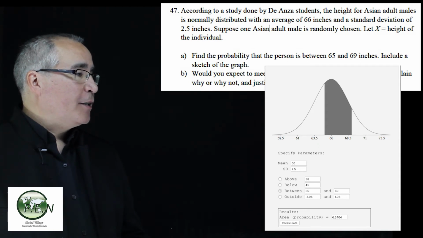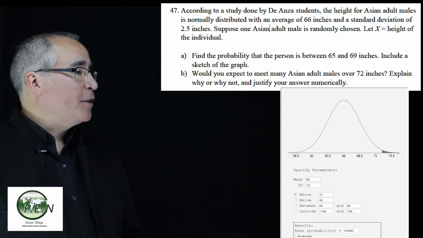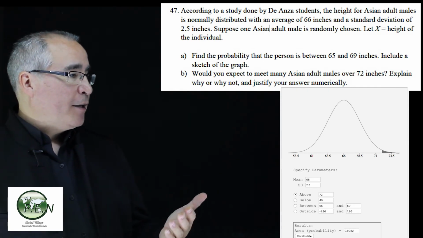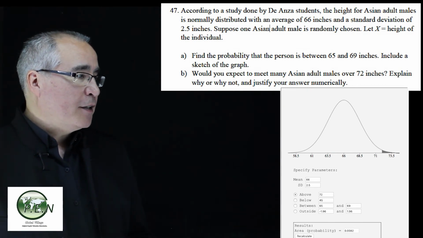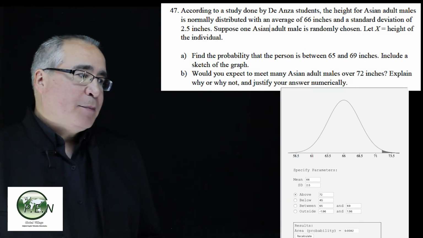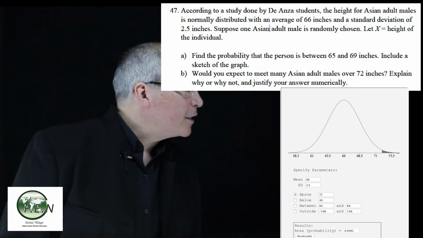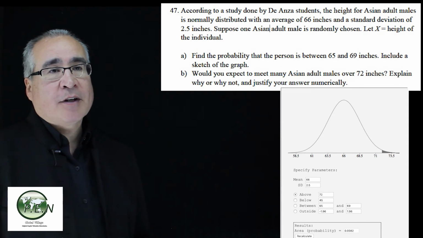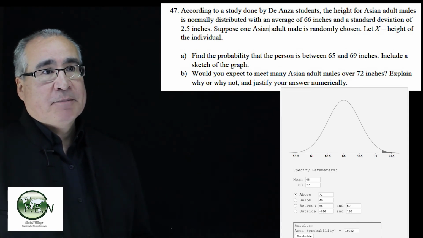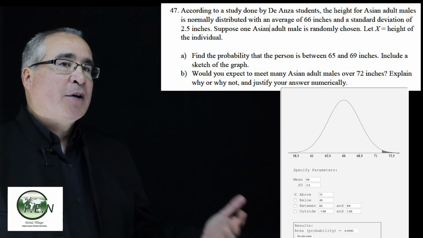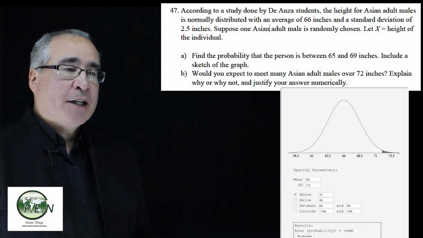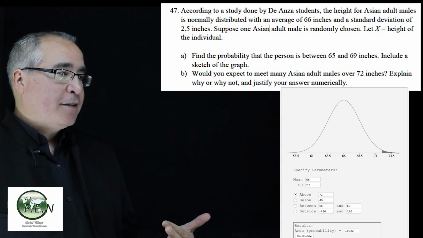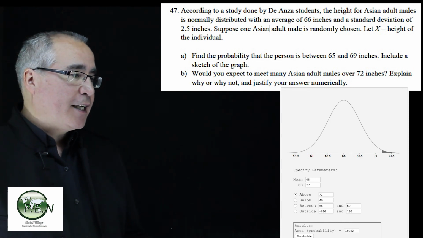For the B part, would you expect to meet any Asian adult males over 72 inches? Well, all we have to do is click on the above, because that's above the mean, put in our 72 inches, and we see that there's a little bit there. Not much, but less than 1%, so it's possible. And again, it depends on where we're at. Maybe we're at a basketball tournament. There might be more likely to be taller Asians there than anywhere else. But it's possible, not as likely as finding someone from 65 to 69.